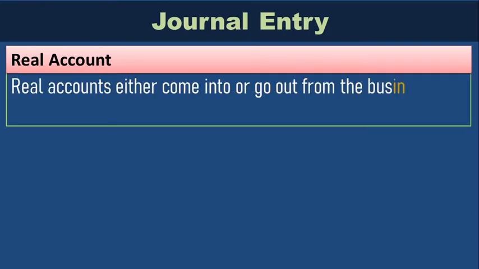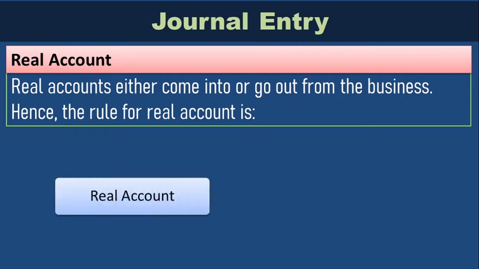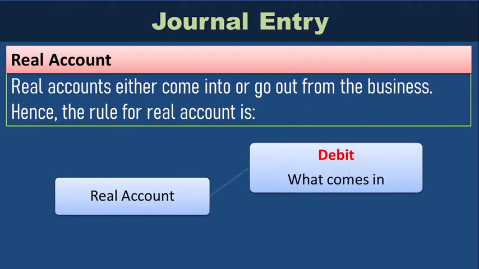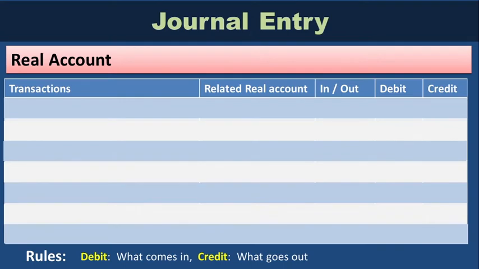Real accounts either come into the business or go out from the business. Hence, the rule of real account is debit what comes in, credit what goes out. If anything comes in the business, that is debited. If anything is going out from the business, that is credited. To be clearer in more detail, we will see some examples here.